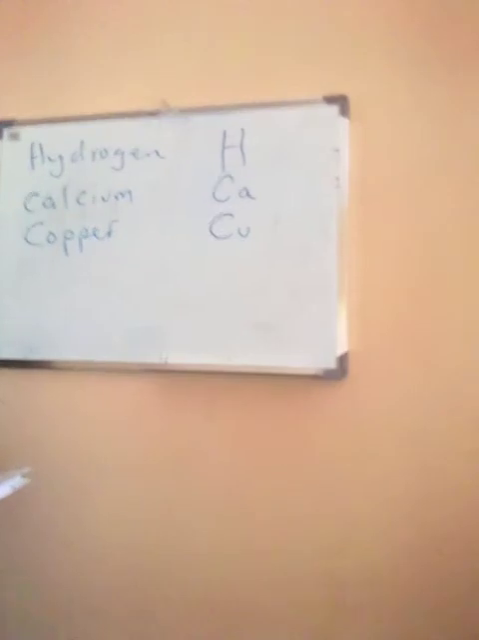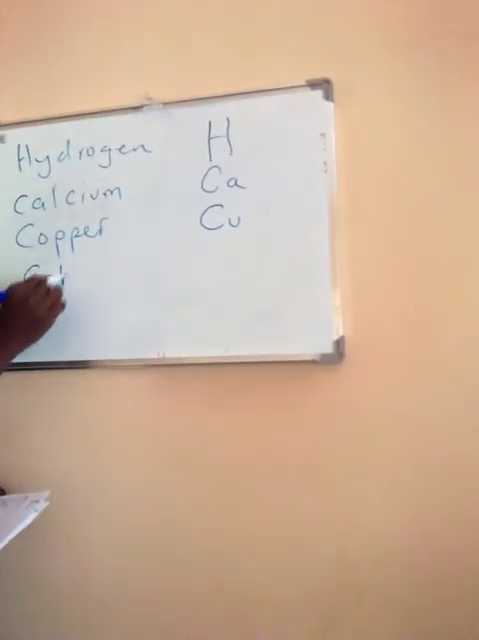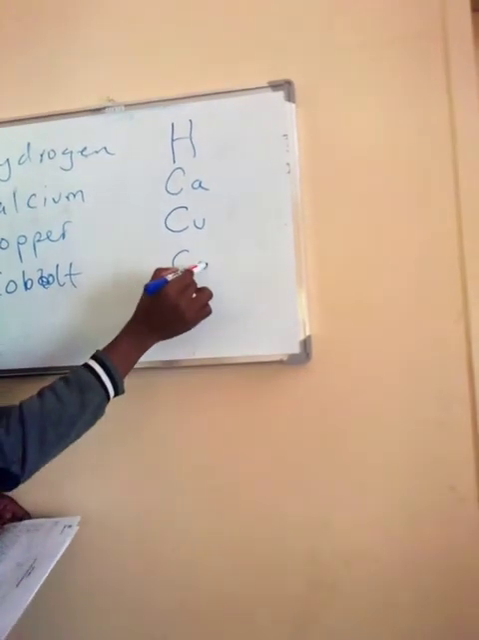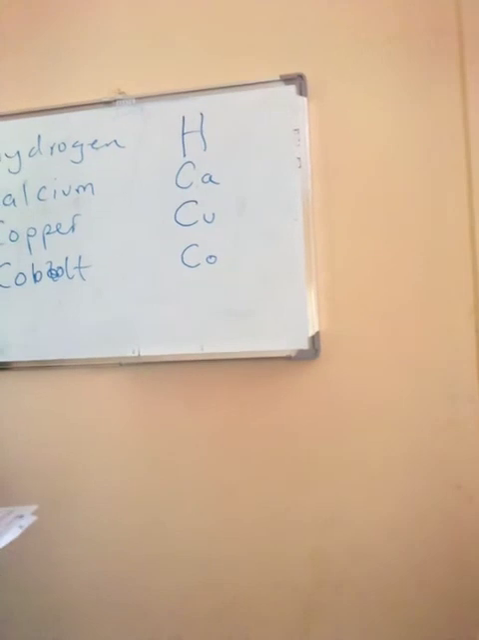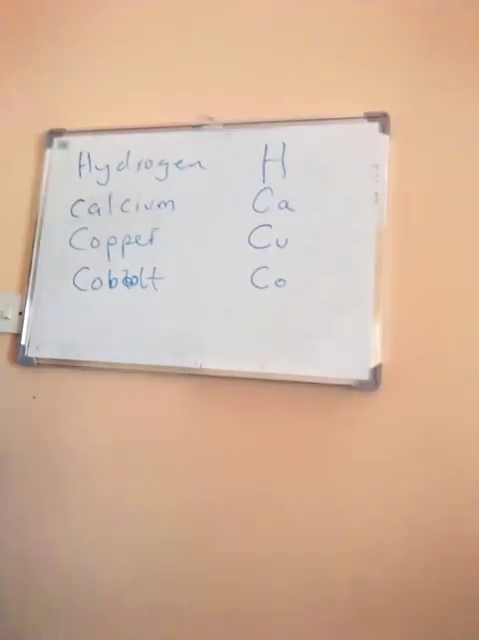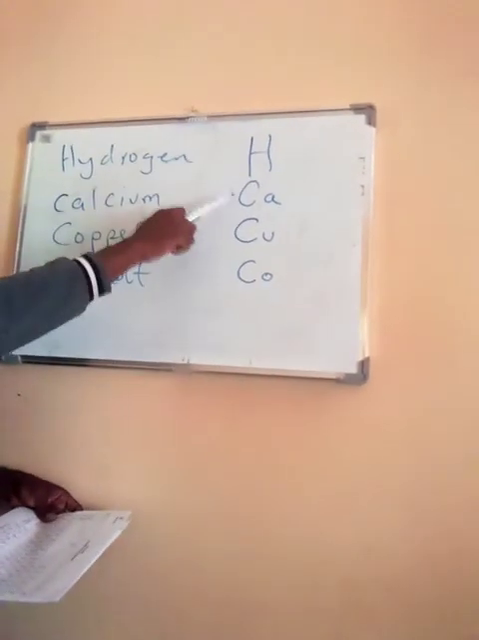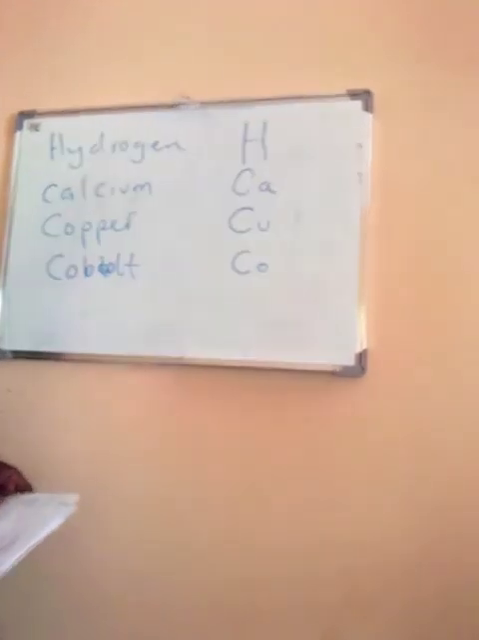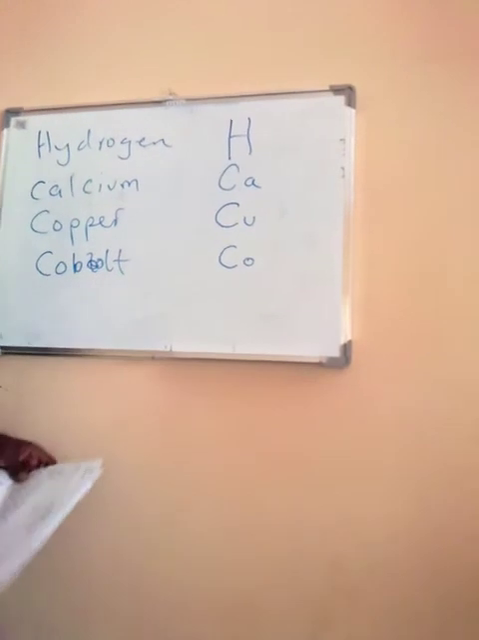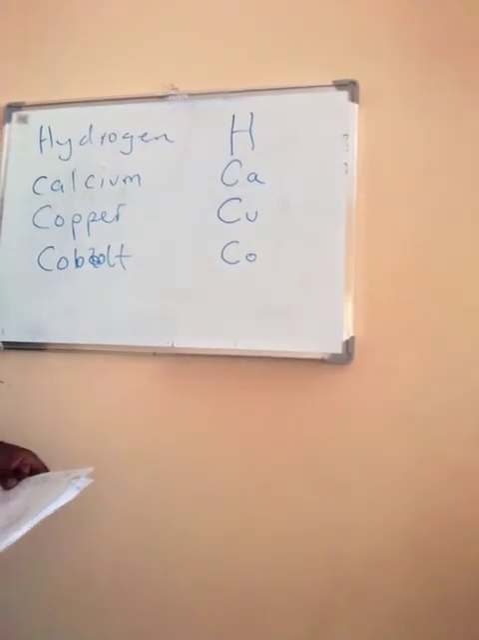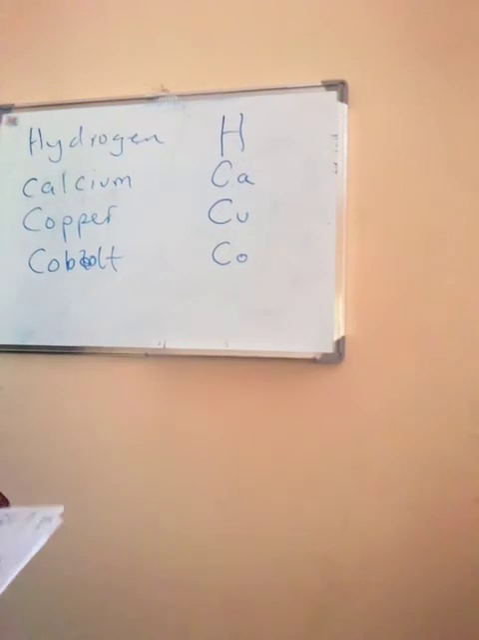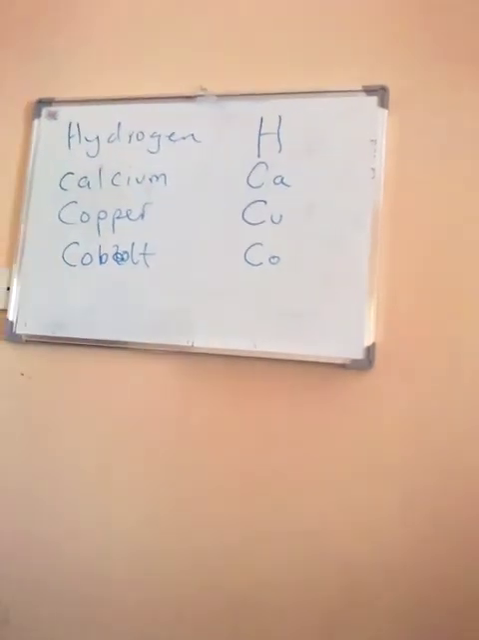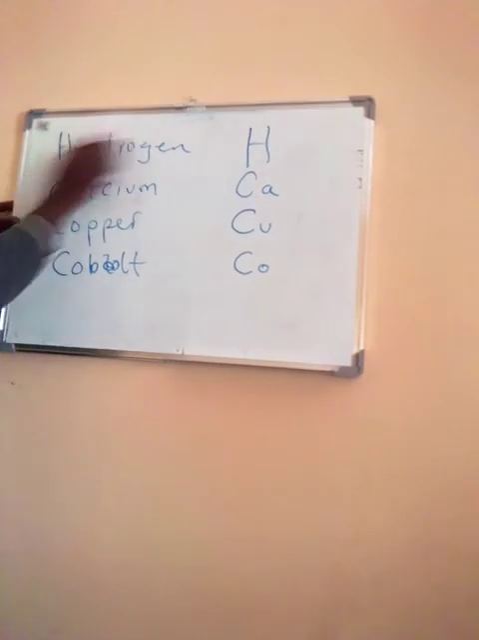If we were to write, for example, cobalt, that will be capital C and small o. So you're going to note that whenever you're writing these chemical symbols, the first letter is always a capital letter followed by a small letter. If you are able to write the chemical symbols, this should also introduce you to the basic structures of the atomic representations of these various elements on the periodic table.